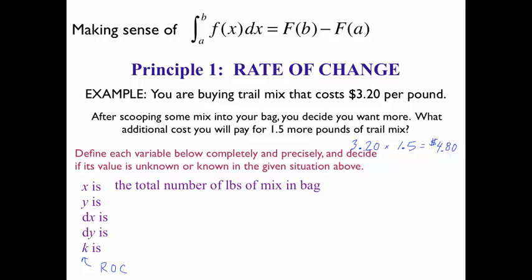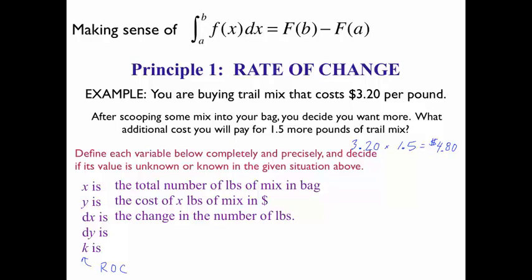Okay, what is y? Yeah. Cost of x pounds of mix, or cost of the trail mix in your bag. All right, so what is dx? Oh, so do we know the total cost of the pounds of mix in your bag? We don't know it. All right, dx, the change in the number of pounds. In this particular situation, do we know that value? What is it? That's our 1.5. An additional amount, a change in the amount.